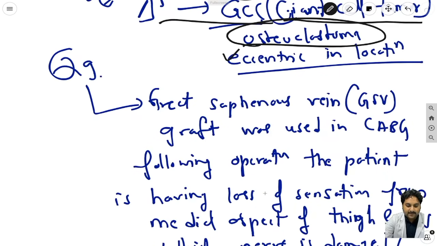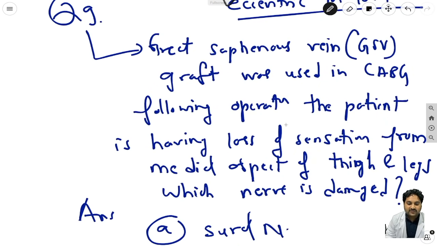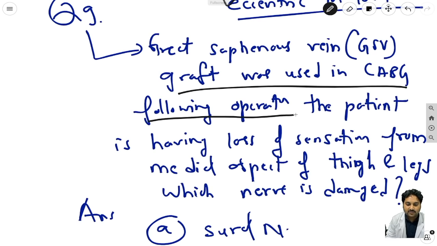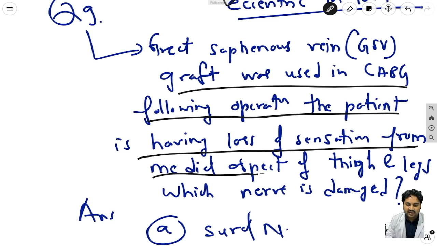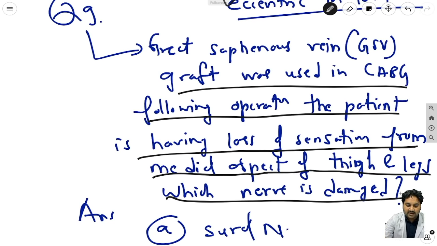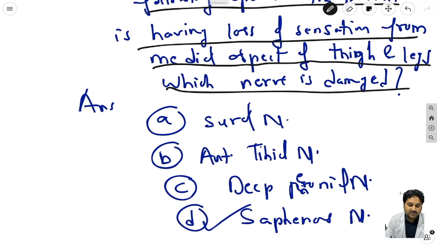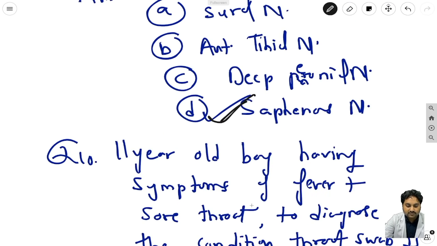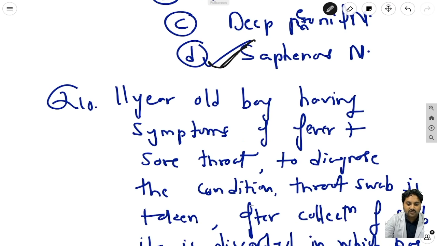Next question, great saphenous vein graft was used in CABG. Following operation, the patient is having loss of sensation from the medial aspect of the thigh and leg. Which nerve is damaged? There are four options, sural nerve, anterior tibial nerve, deep peroneal nerve, but the answer is saphenous nerve. If you go into the detail, you will find the saphenous nerve is the best answer for this.